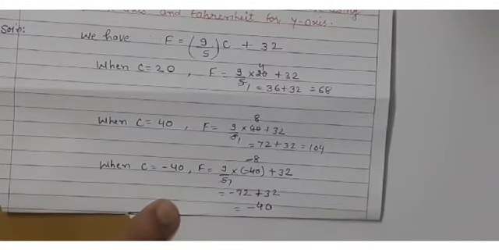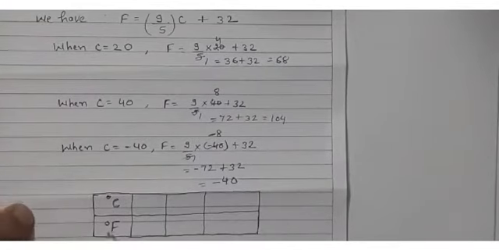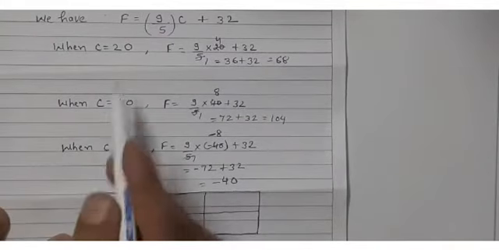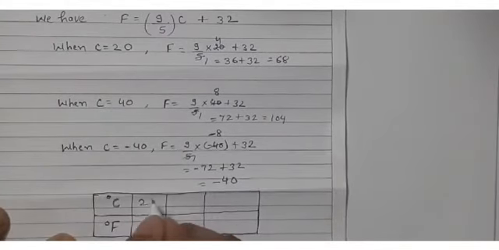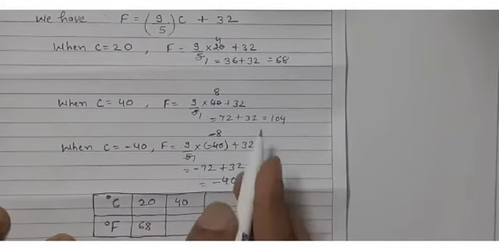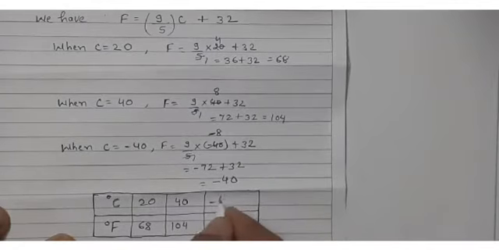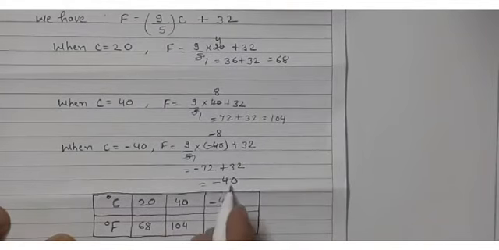After that we have to draw one table. Now see how can we draw this one table. Yes, see here I have written degree Celsius and here is degree Fahrenheit. C is 20, then F will be 68. C is 40. So F will be what? F is here 104. If C I am taking minus 40, then F is again coming minus 40.